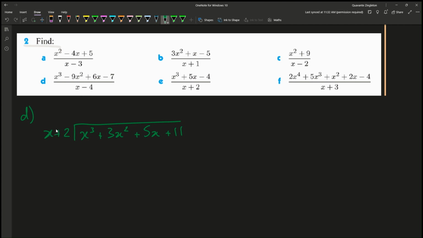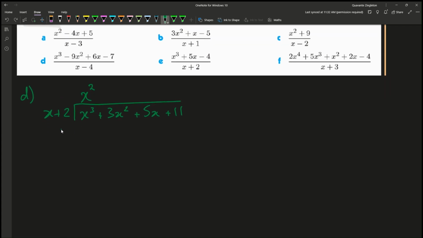Okay, what times x equals x cubed? That's just x squared. x squared times x is x cubed. Then I write my negative and then brackets, and then, okay, x times x squared, that's x cubed. Now, 2 times x squared is just positive 2x squared. All right, I factor in my negative. I get minus x cubed minus 2x squared. Now I just subtract that from the top. And x cubed minus x cubed just cancels out, and 3x squared minus 2x squared is just x squared. Okay, bring this term down. I get x squared plus 5x.